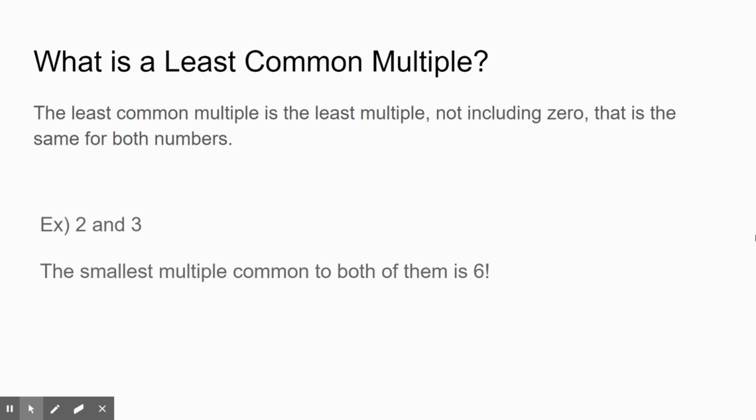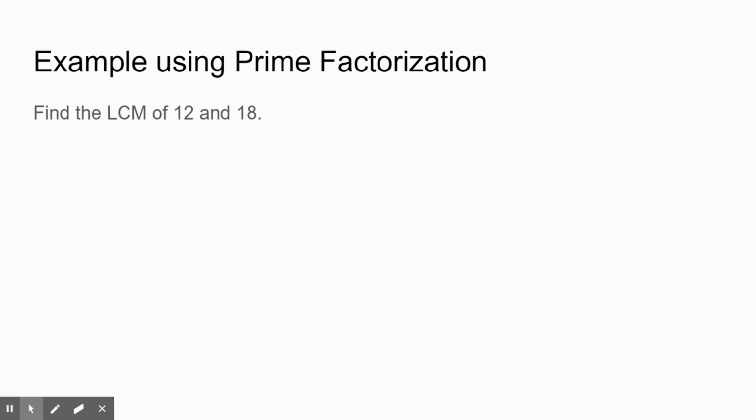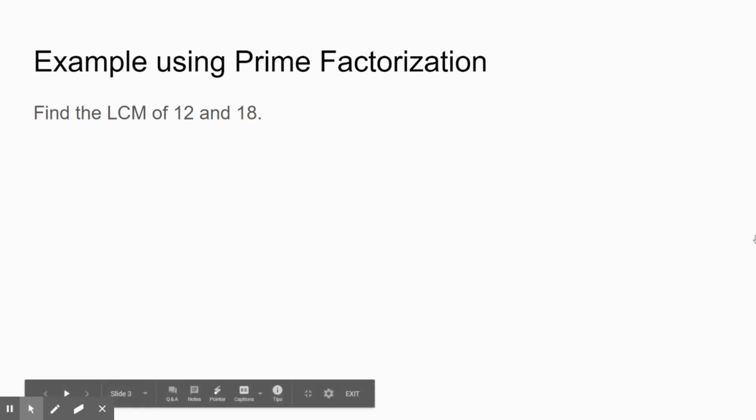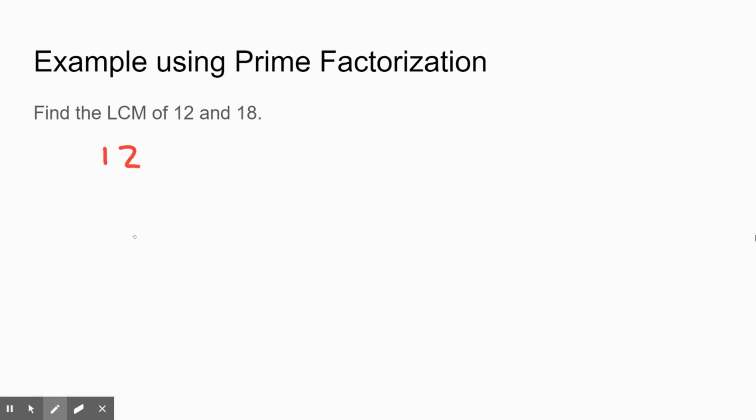So, how do we actually find this? Let's go into an example. Let's start off by trying to use prime factorization to do this. We're going to find the LCM of 12 and 18. So that means we need to first find the prime factors of both 12 and 18. I'll go over how to do 12, and 18 will just speed through and you can do it on your own, just to save some time.